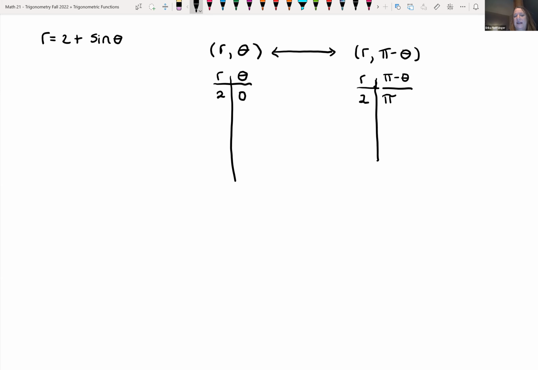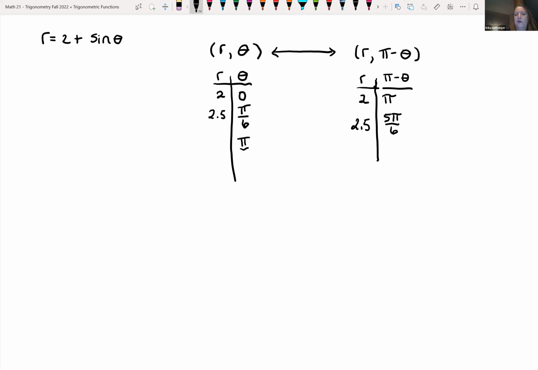So what if we put in pi over 6? If we plug in pi over 6, I know that sine of pi over 6 is 1/2. And so I have 2 plus 1/2, which gives me 2.5. So if I have pi minus pi over 6, this would give me 5 pi over 6, and I notice I'd also get that r value of 2.5.